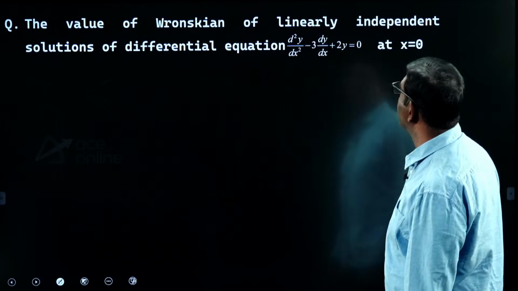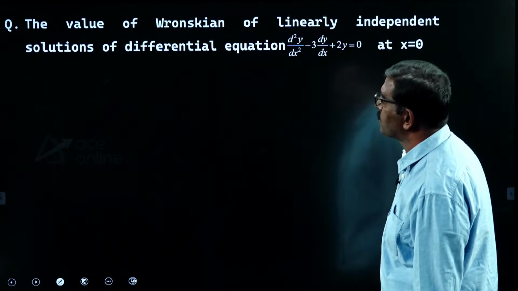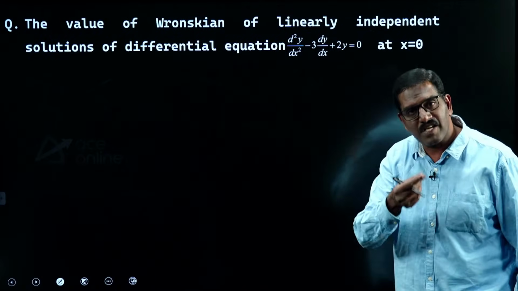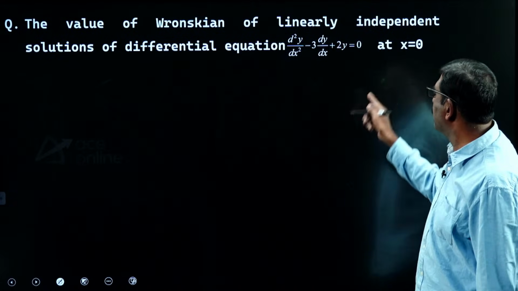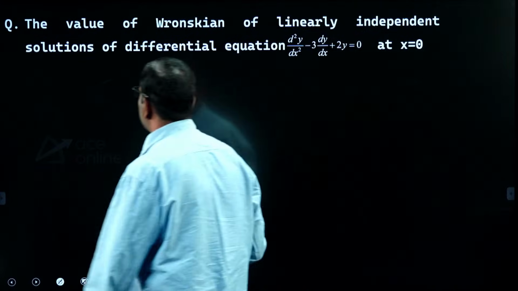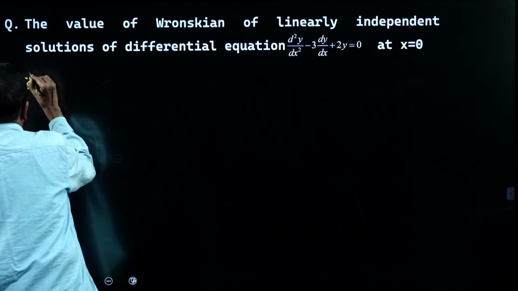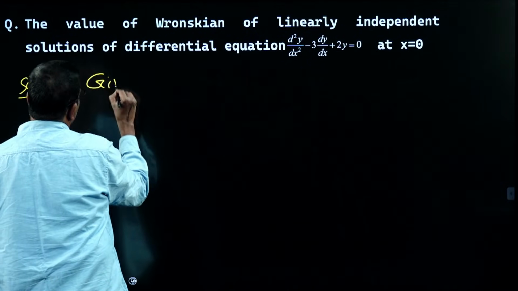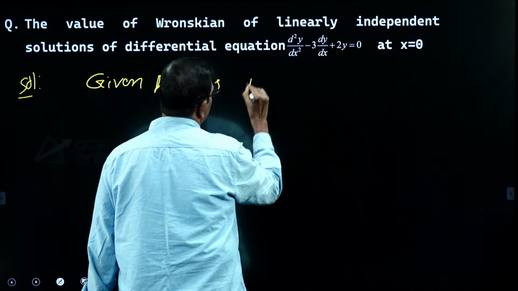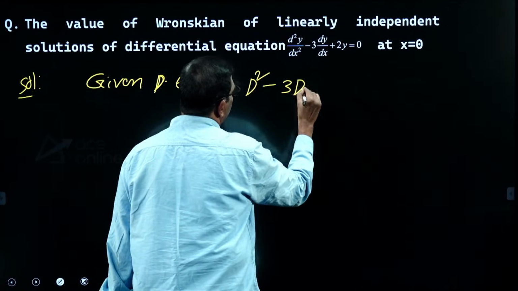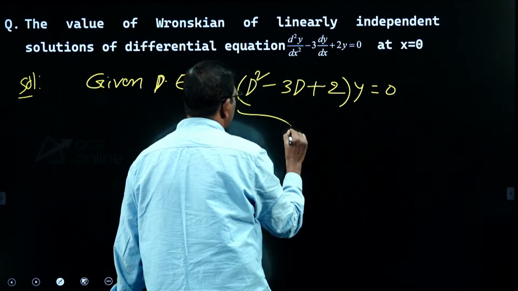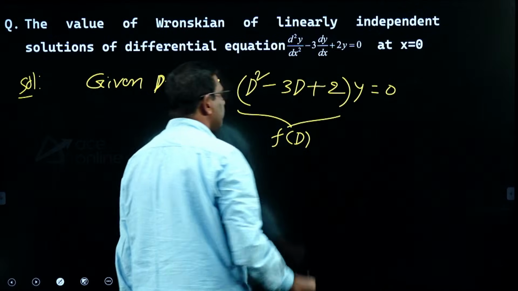See, the value of the Wronskian of linearly independent solutions of the differential equation. This is a homogeneous differential equation, a second order homogeneous linear DE with constant coefficients. At x is equal to 0, the Wronskian of linearly independent solutions they are asking. So, how to find the Wronskian here? What is the given differential equation? The given differential equation, shall I write like this, is (D square minus 3D plus 2) into y. Capital D form I am writing. So, this is the f of D form, or not?